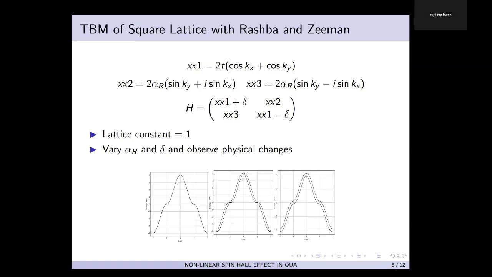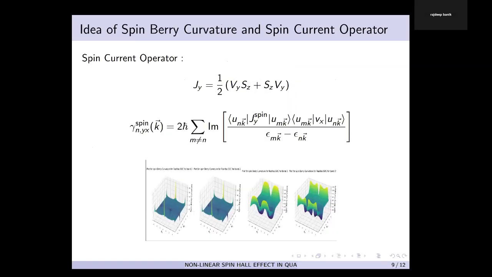The first one is when the Rashba and Zeeman terms are 0, and the second one I plot for Zeeman term equal to 0, but Rashba term a non-zero value, like 0.2. Because of that, I am getting a spin splitting, like the spin up and spin down electrons are going to different bands. And the third one is for when I put the Zeeman field, the band will get more dispersive. So because of that, I will get that band structure.